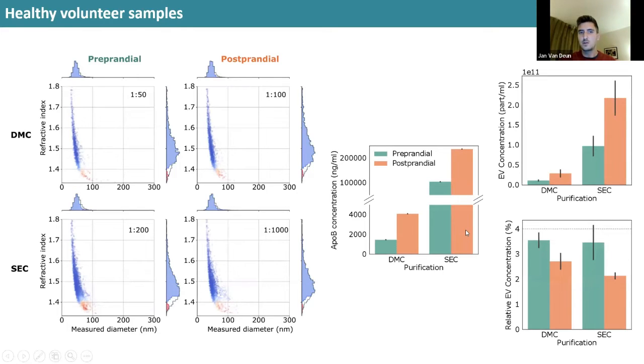So one point here was, this was a healthy volunteer, and this sample didn't appear to contain so many EVs. As you see here at the bottom right, the relative EV concentration was below 4%. So there was only below 4% of particles really classified as EVs, which is actually our error rate, which we determined in these artificial mixtures. So we're below the error rate, so these are probably not really EVs that we are counting there.